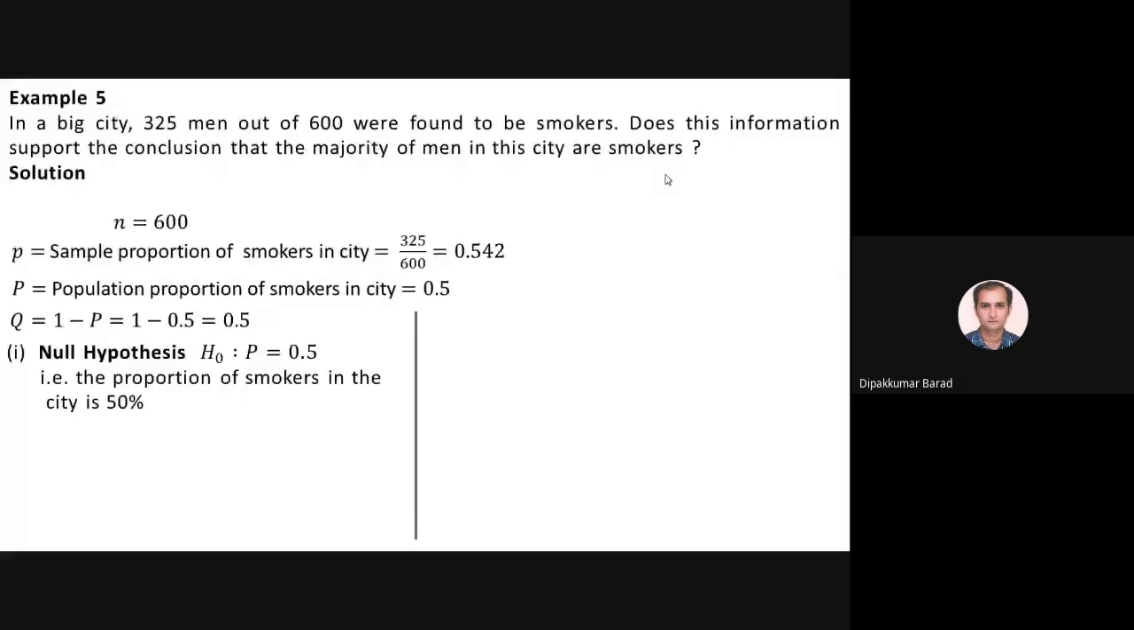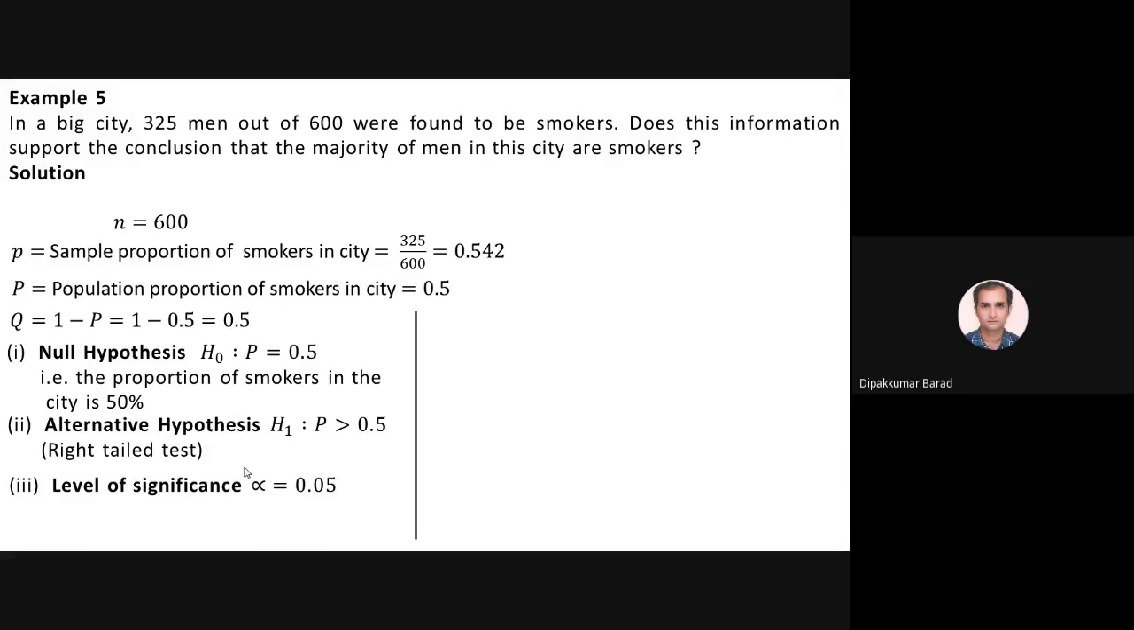We always set the null hypothesis as the rejection of whatever we are asked to conclude. Here we have to conclude that the majority of men in the city are smokers, so we set the null hypothesis as 0.5: the proportion of smokers is 50%, meaning the majority are not smokers. Now the alternative hypothesis is p greater than 0.5, meaning more than 50% of people in the city are smokers. This is the complement of the null hypothesis, and it is a right tail test.